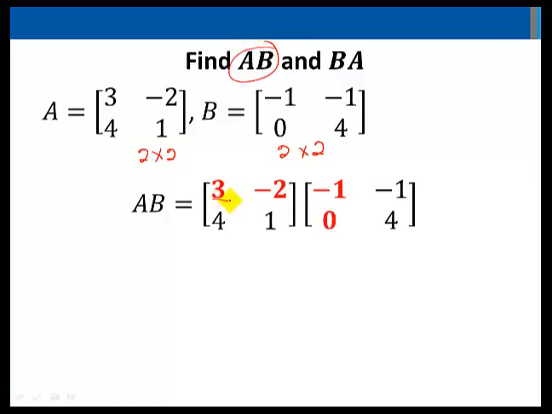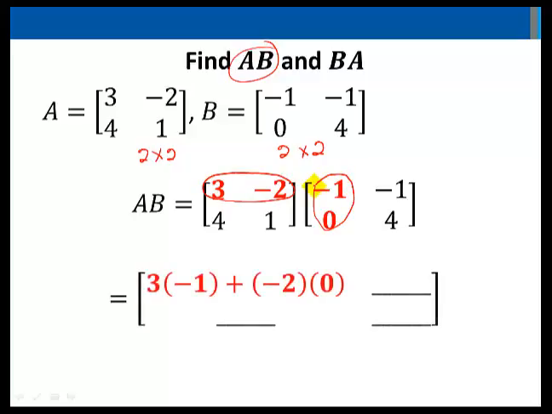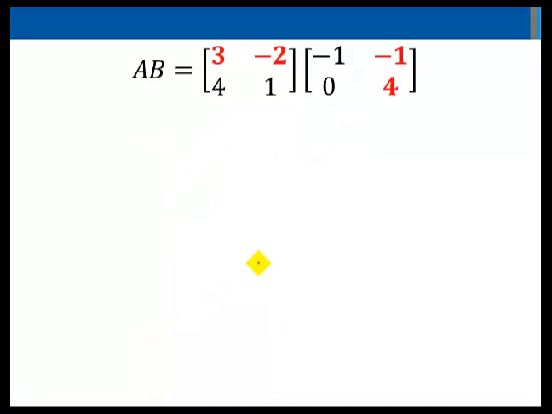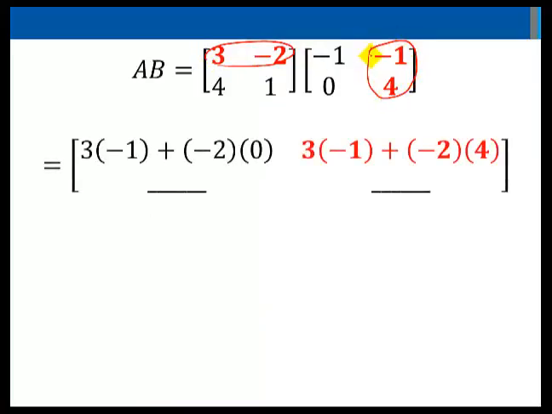Starting with, I look at row 1 in A. I will multiply it times column 1 in B, which gives me 3 times negative 1 plus negative 2 times 0. This goes into row 1, column 1 in our new matrix AB. Then we'll take row 1 in A times column 2 in B, giving us 3 times negative 1 plus negative 2 times 4 in row 1, column 2 in matrix AB.